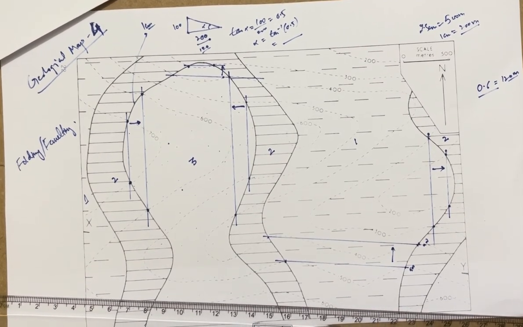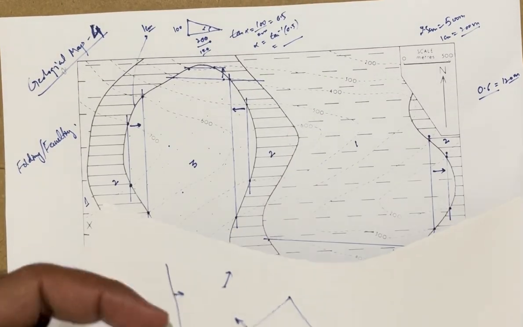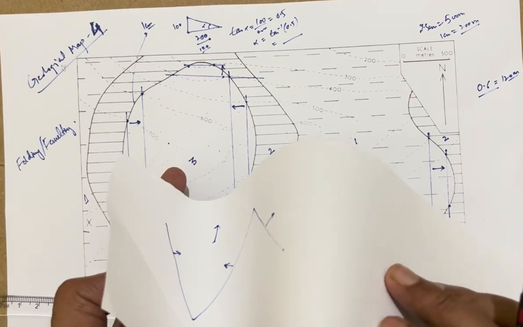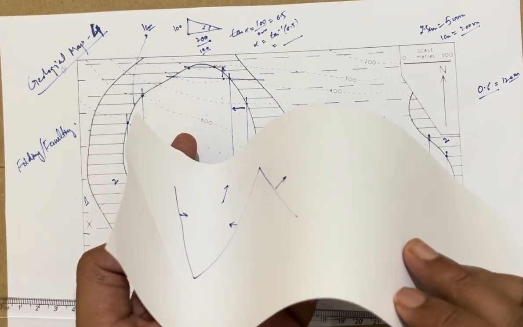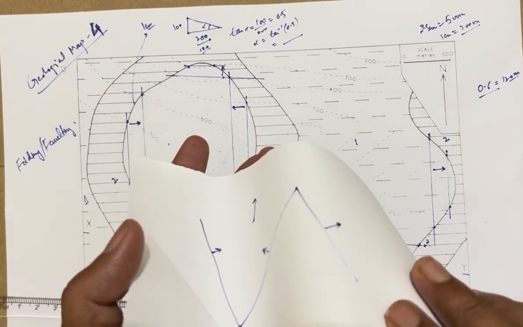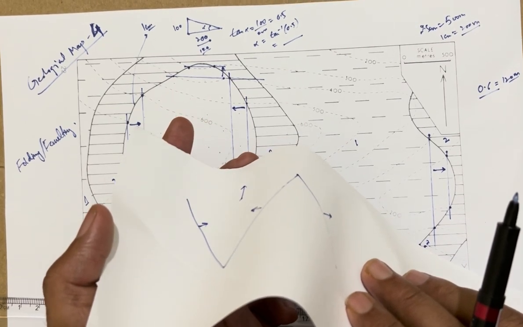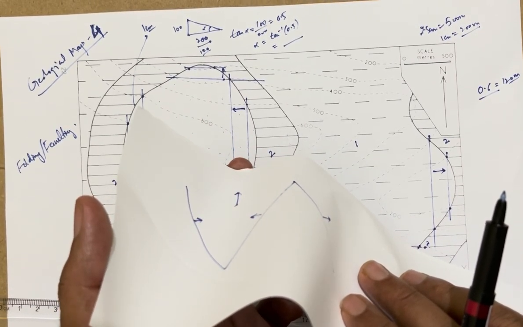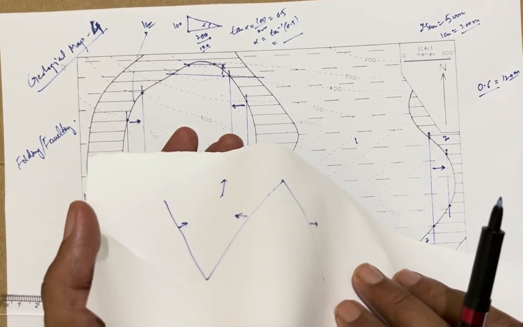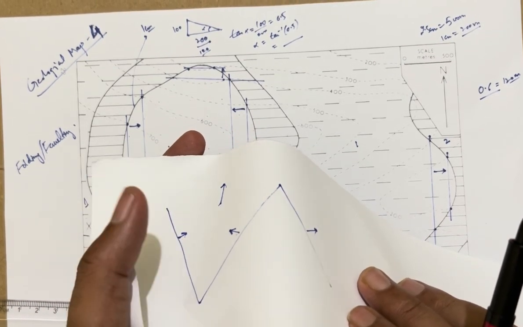So this is the case. It's something like this. We look carefully now. This is the case. Okay, on this side we are getting this pattern, and on this side we are getting this pattern.